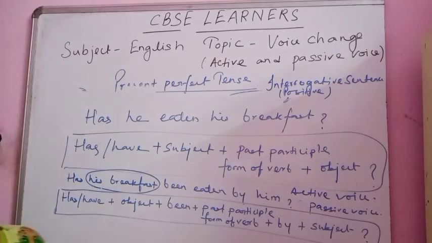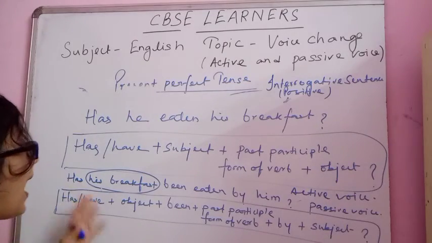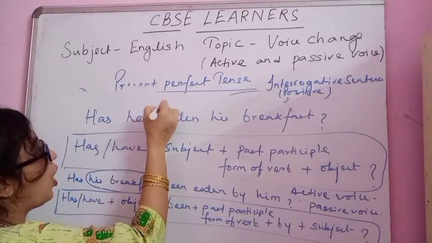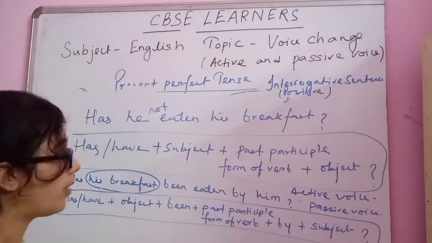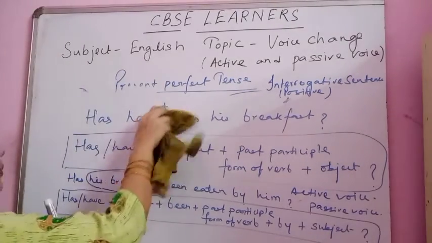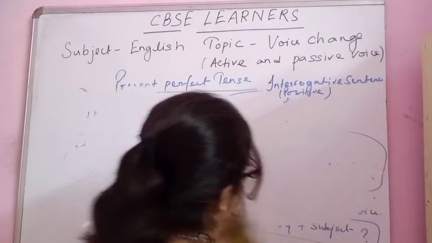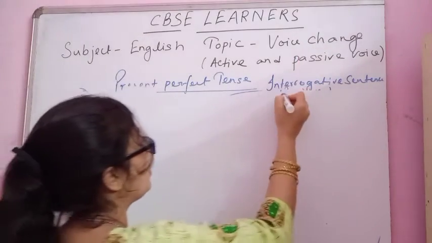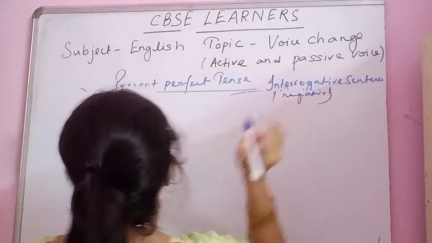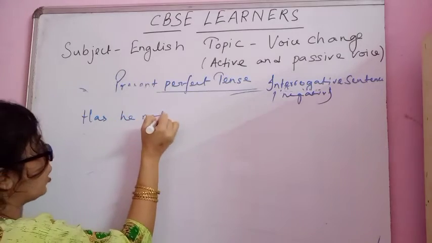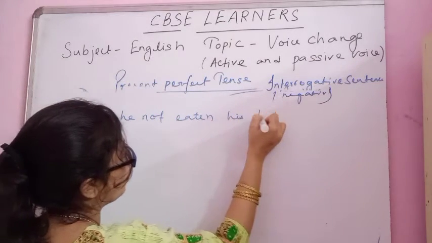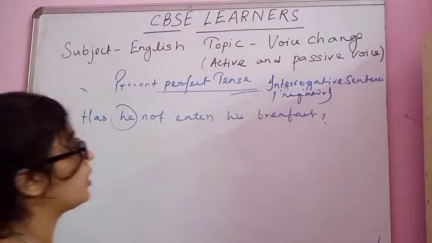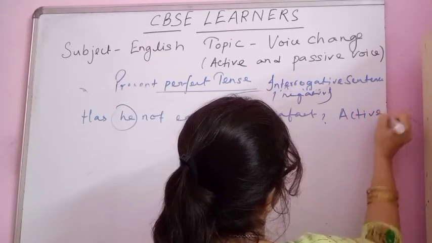Now in case of negative interrogative sentence, what will we do? Has he not eaten his breakfast? Okay, so we are just going to simply add not here. Has he not eaten his breakfast? Already I have explained in case of positive interrogative. Now I'll be explaining the negative interrogative. Has he not eaten his breakfast? Here the focus is on he, which is the subject, so the verb is in active voice.